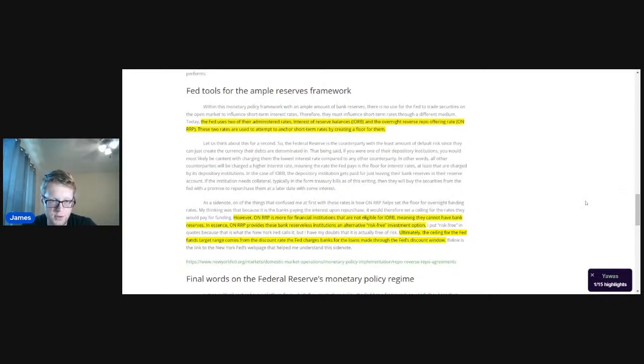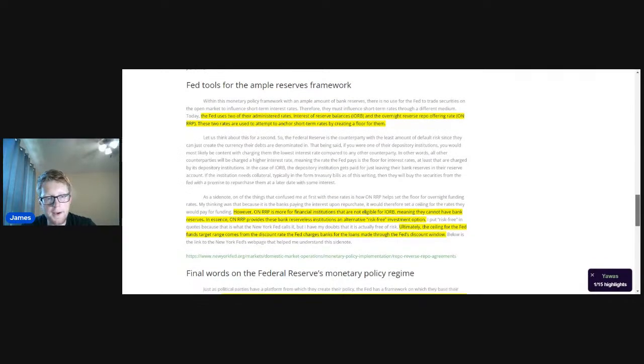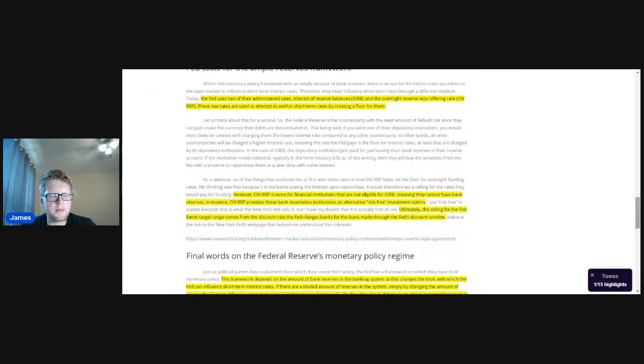And so they do this through administered rates, which are their interest on reserve balances and their overnight reverse repo offering rate. And these set a floor for the Fed funds rate. Okay. Interest on reserve balances is kind of more self-explanatory, or it makes more sense if you just think it through, at least to me. So the Federal Reserve is kind of like the perfect counterparty in a way. They can literally print the currency that their debt is denominated in, so they can't default, right? At least not nominally.